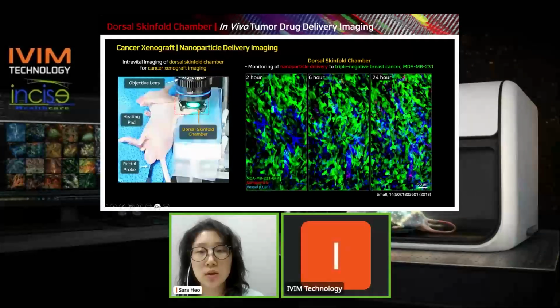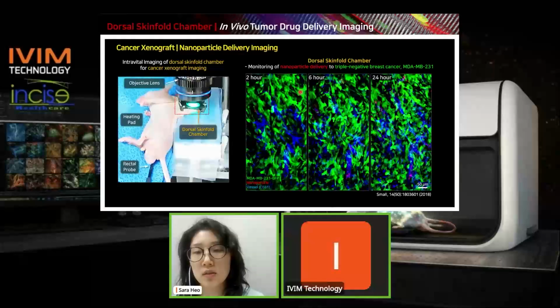So here, the dorsal skin chamber was used to monitor the cancer development. The dorsal skin chamber is often used in cancer studies, as there are many studies of drug efficacy in tissues conducted. And now this image on the right is the image from the breast cancer model. And this model was utilized to observe the delivery of nanoparticles in skin, where longitudinal imaging was conducted.